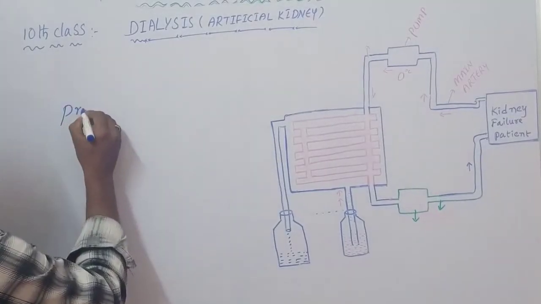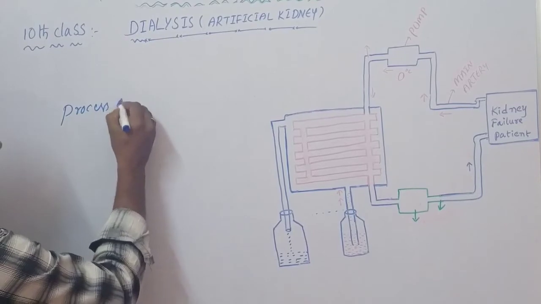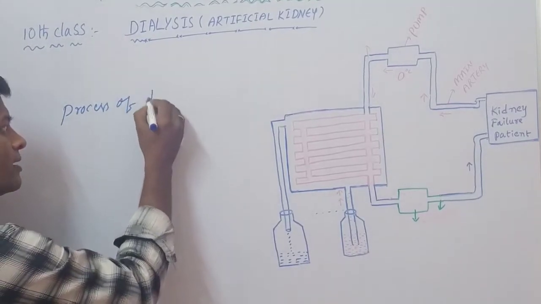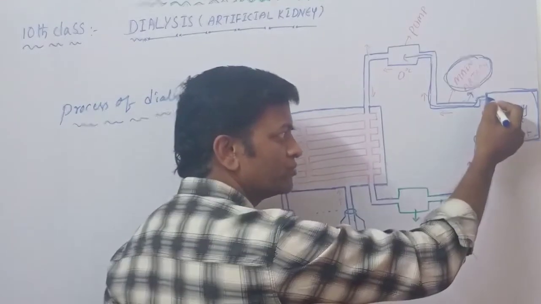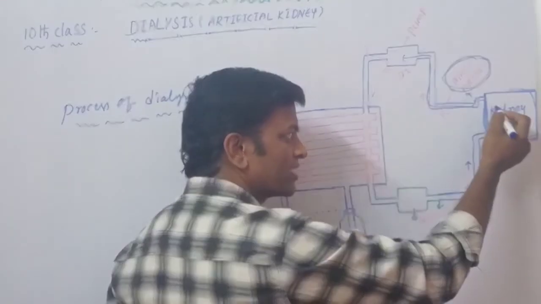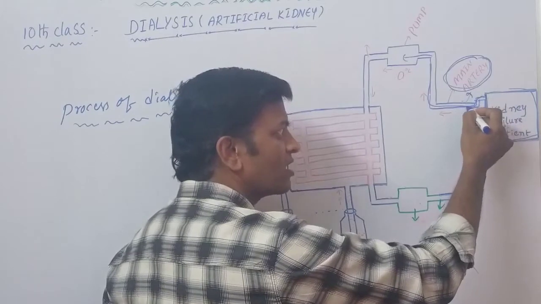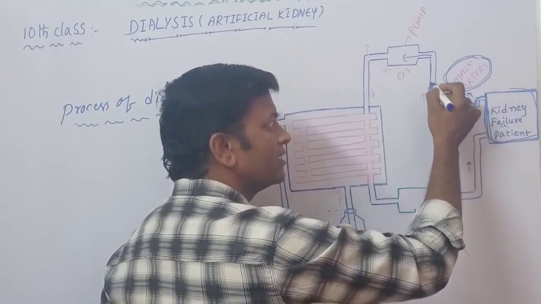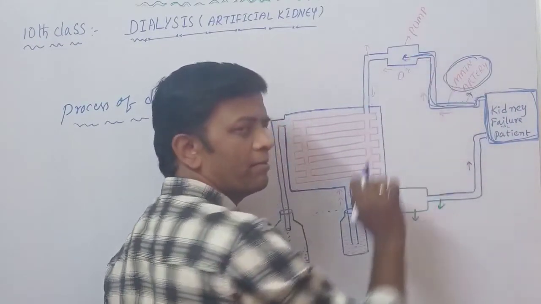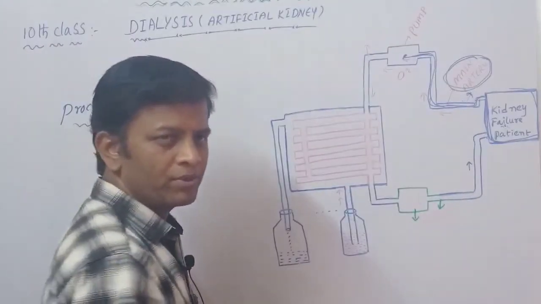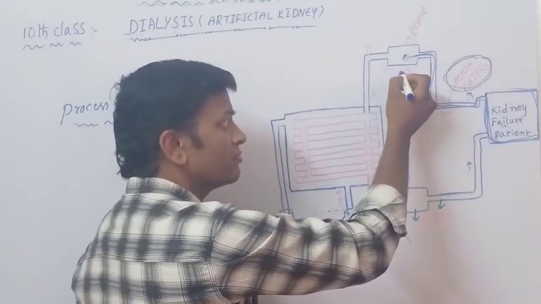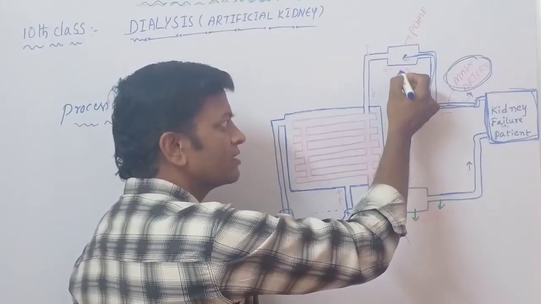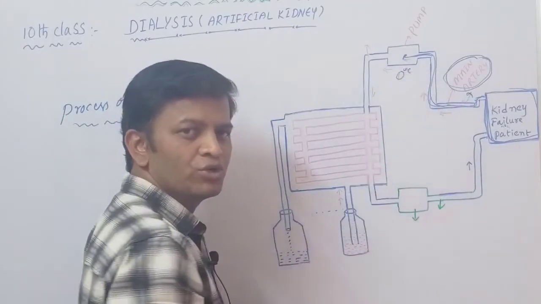Now we will see the dialysis process in this picture. From the kidney failure patient, through the main artery, we take out the blood, then the blood is sent into the pump. In this pump we maintain a lower temperature, that is 0 degree centigrade.